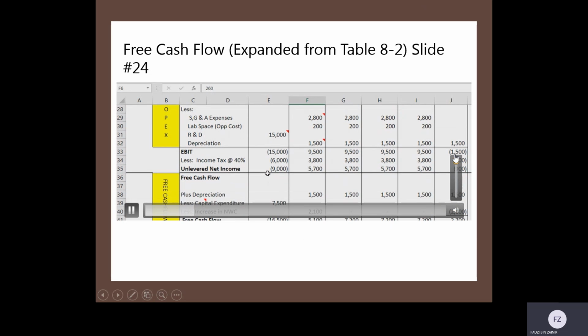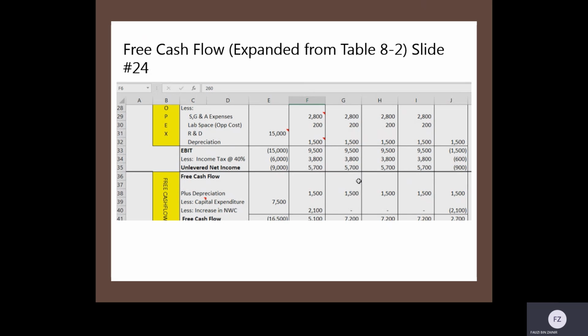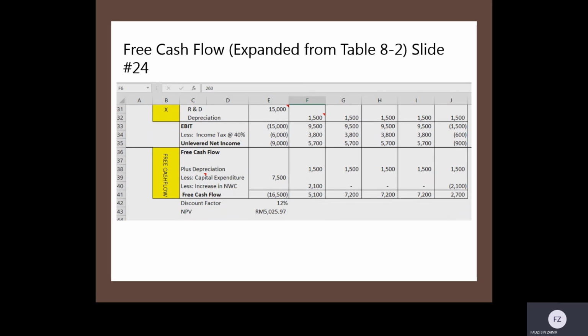And then, as I mentioned, in order to figure out the free cash flow, we have to add the depreciation. So we add back the depreciation amount, which is the same figure that we have on top there. We add the depreciation, and then we subtract the capital expenditure, which is 7.5 million, which we bought in year 0. Other years we don't have it because it is a one-time payment. So we bought it at year 0, 7.5 million.